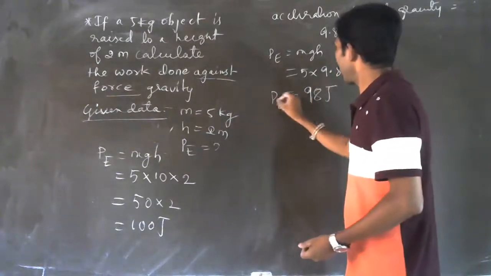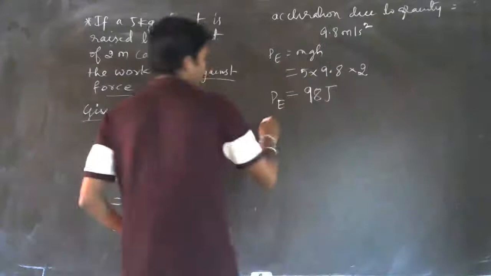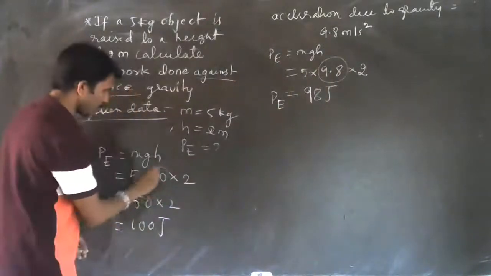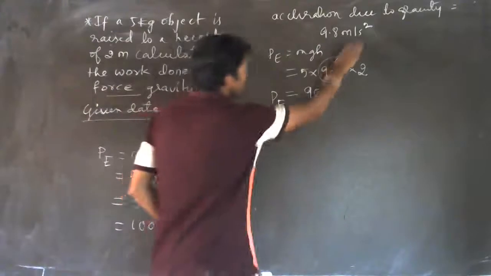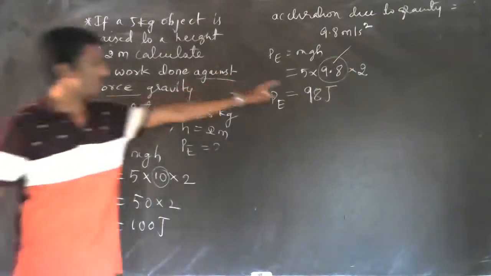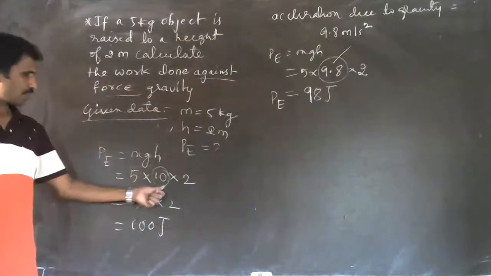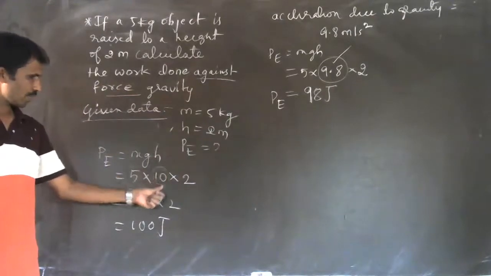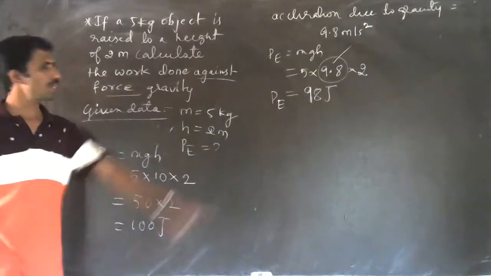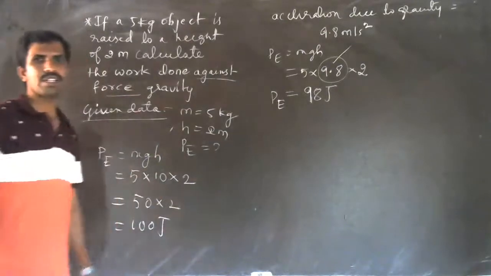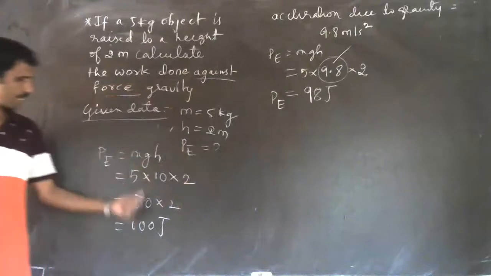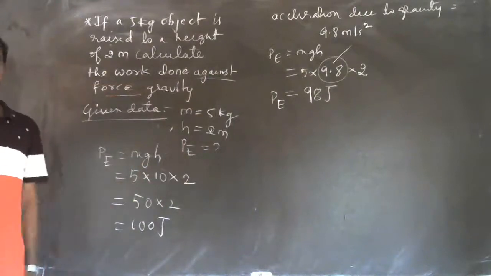See here, for acceleration due to gravity I have taken 10 over here, and here 9.8. So 9.8 is the correct one. In some numericals they give 10. When it is given in the data, you can take 10. Otherwise, you should take 9.8 only.